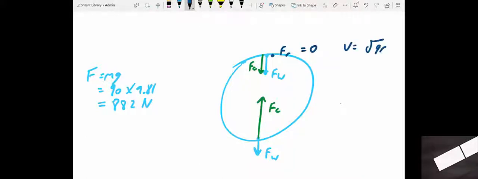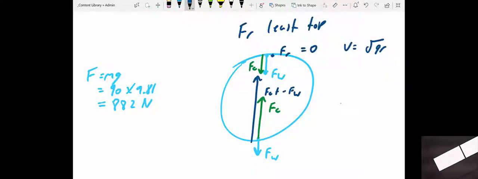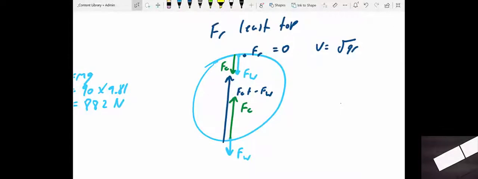Okay, so the reaction force, Fr, is least at the top, but at the bottom, the reaction force is actually going to be Fc plus the negative of F weight, which is actually going to be really large. And so the F reaction force is going to be large at the bottom.